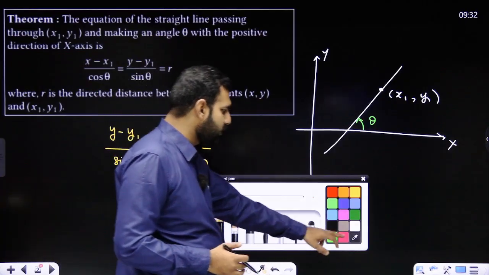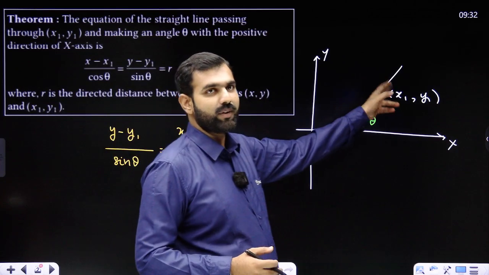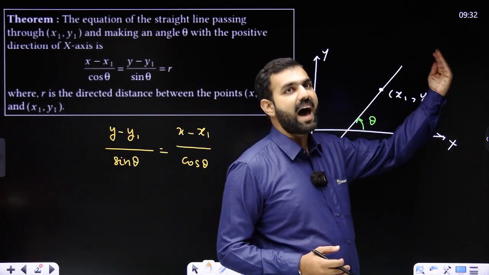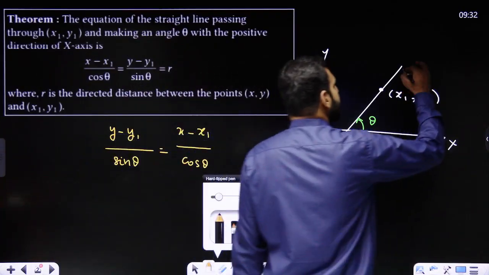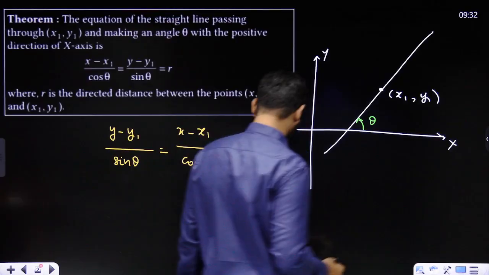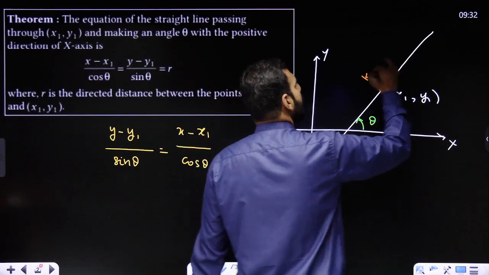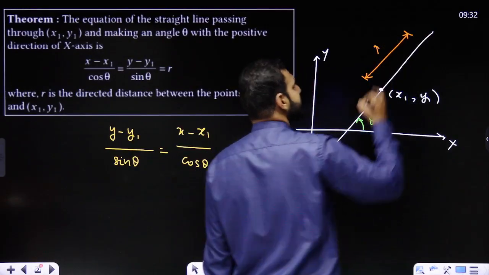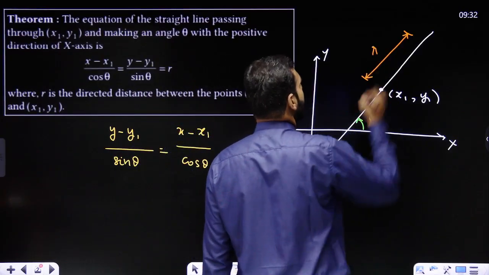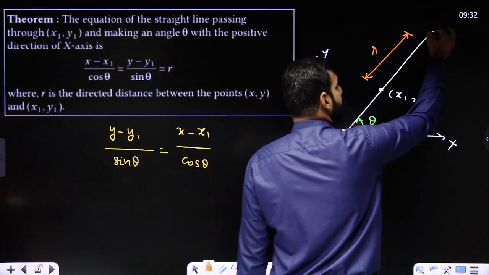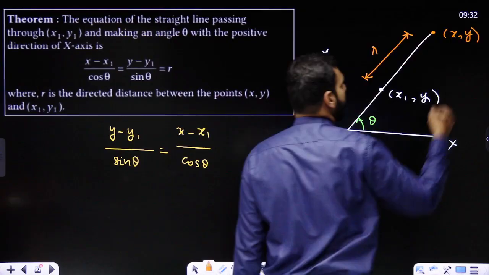So let's try and answer that question through this simple method. Let's say that on this straight line, there is a point r distance away from it. Now, what is the meaning of it? Say that if I stretch this line a little further and r distance away from this point, let's say there is another point r distance away from this point x1 comma y1, right? So this distance is r, and that point over here is x comma y.